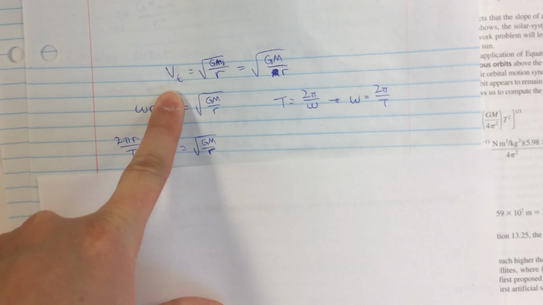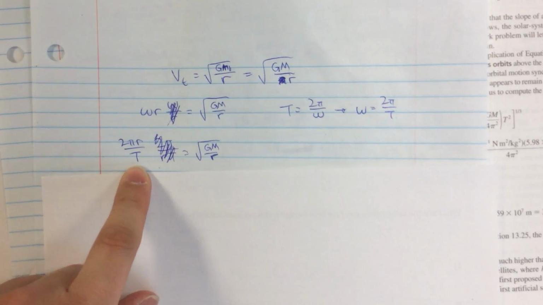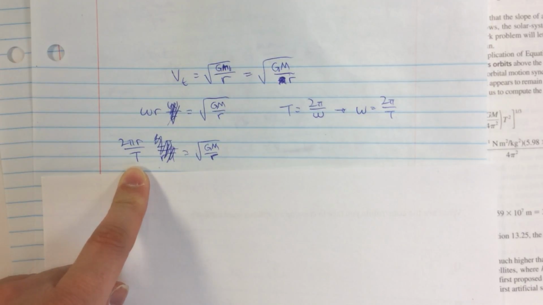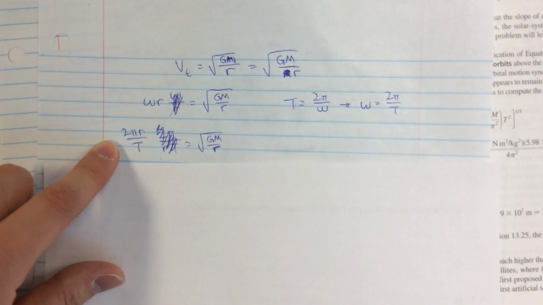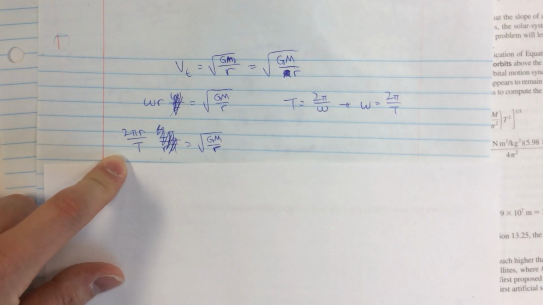Another way to think about it is your velocity is like a distance over time, right? So if the time is one full circle, how far do you travel in one full circle? You travel one circumference, 2 pi r. So your velocity is your circumference per period.